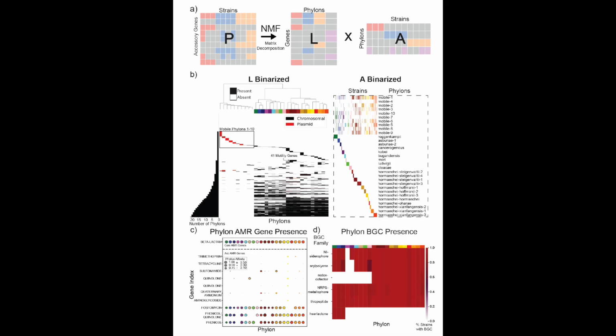These components are called phylons, and they represent groups of genes which co-occur across different subgroups of Enterobacter throughout our collection. These phylons can be broken into two major categories, the lineage-associated phylons and the mobile phylons. The lineage-associated phylons are representative of vertically inherited sets of genes across our pangenome.